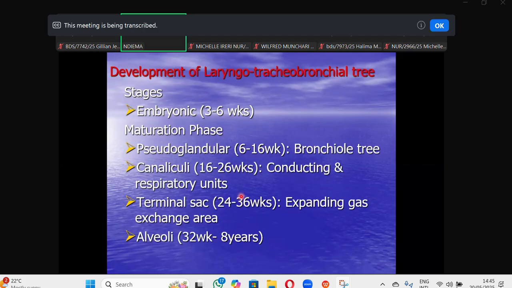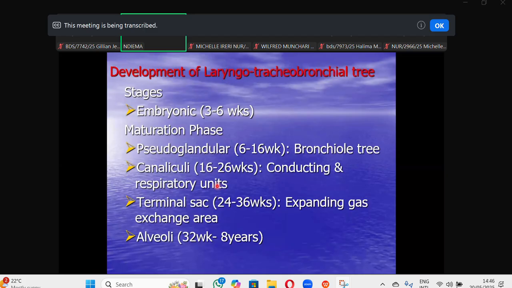And then we have the alveolar stage. Note that there is here an overlap. The terminal sac stage starts at week 24 and ends at week 36... rather, from week 24, the canalicular stage ends at week 26, the terminal sac stage starts at week 24 and ends at week 36, and the alveolar stage starts at week 32. So there's an overlap in development because different parts are developing at different stages as continual expansion of the lung continues.